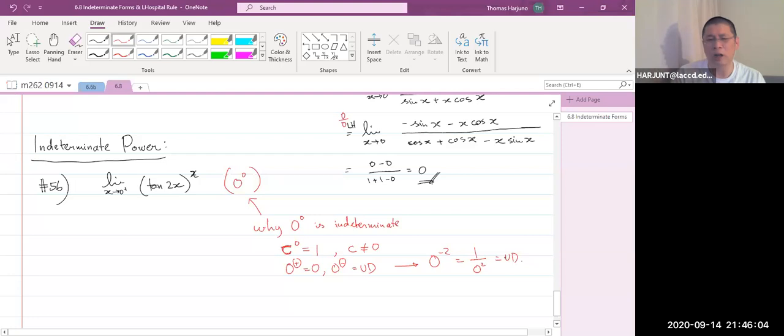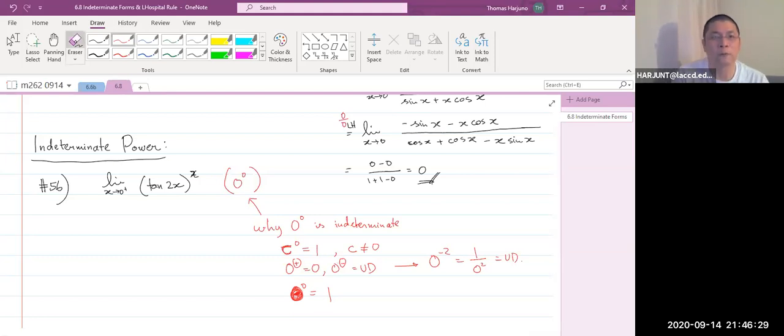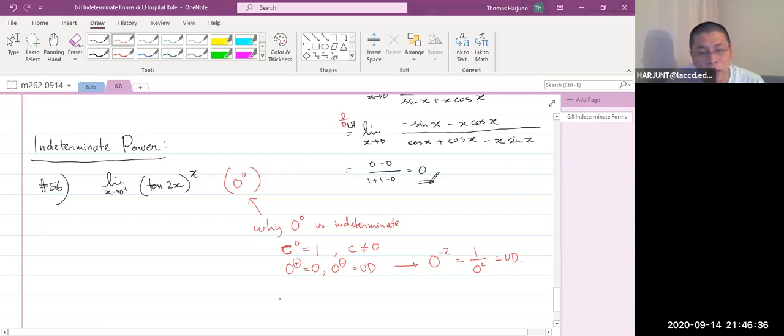Now if these two ugly things are put together, 0 to the 0, then what will that be? If this base is very, very close to 0 but not 0, to the power of exactly 0, that's 1, right? Let me rewrite it. Limit as x goes to 0 positive of x to the 0 is equal to 1. That one is easy.